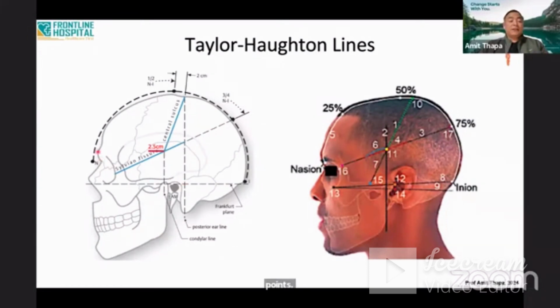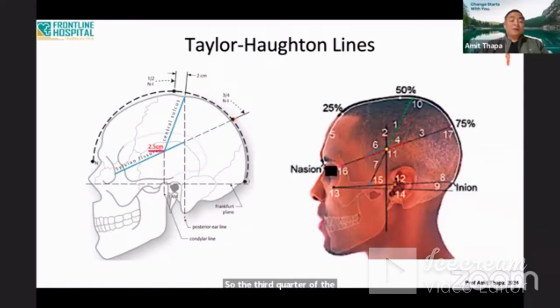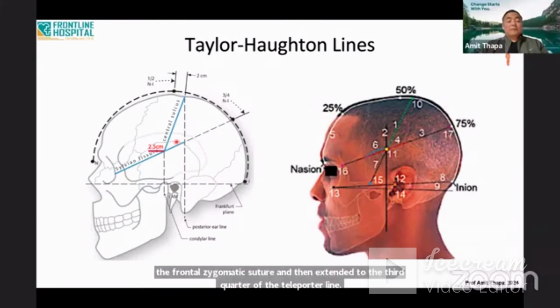Now, when we talk of craniometric points, it is important to make three different parameters. One is a circular line, which starts from the nasion and ends into the inion and is divided into 4 parts. So the third quarter of the part actually gives you an idea of the sylvian fissure when we start from the frontozygomatic suture and then extend to the third quarter of the Taylor-Haughton line. So the first 2/3 of that line can actually tell you about the sylvian fissure.